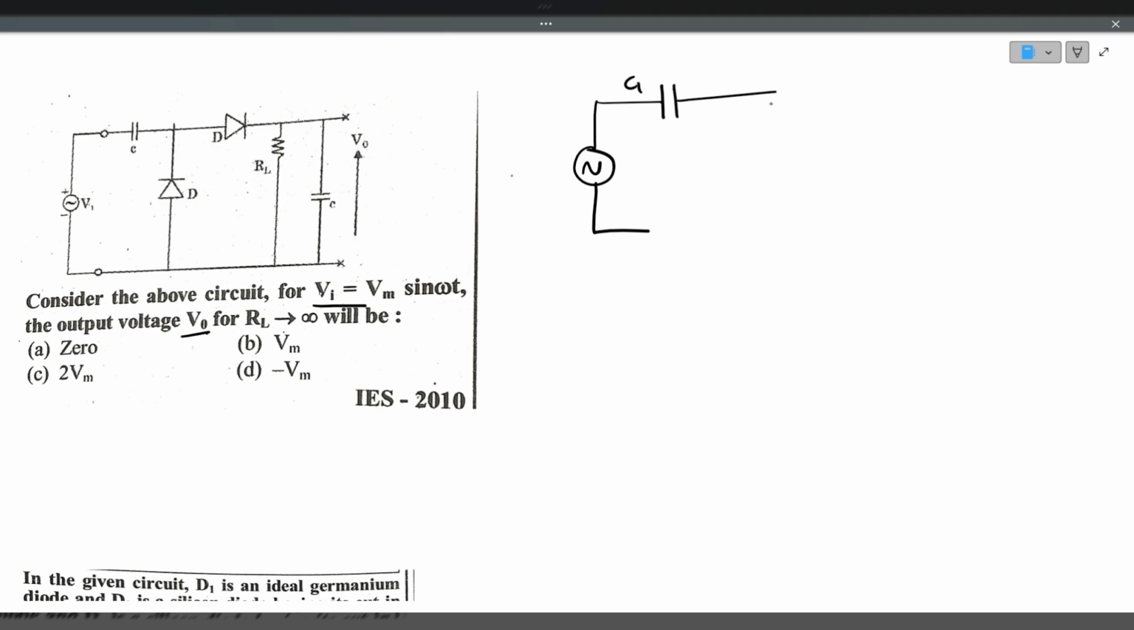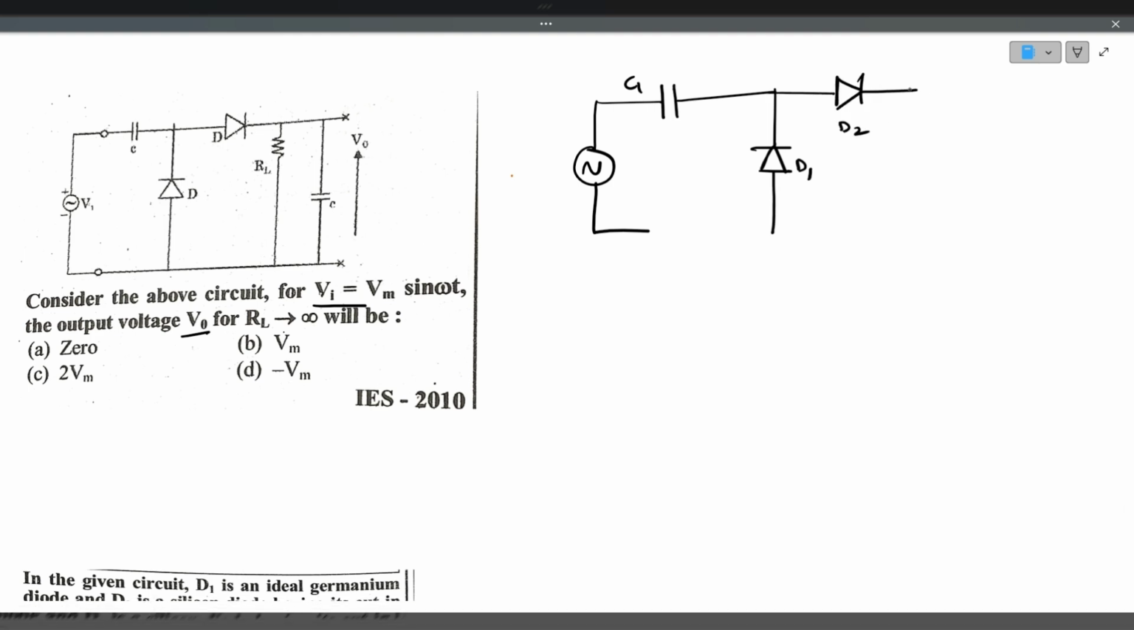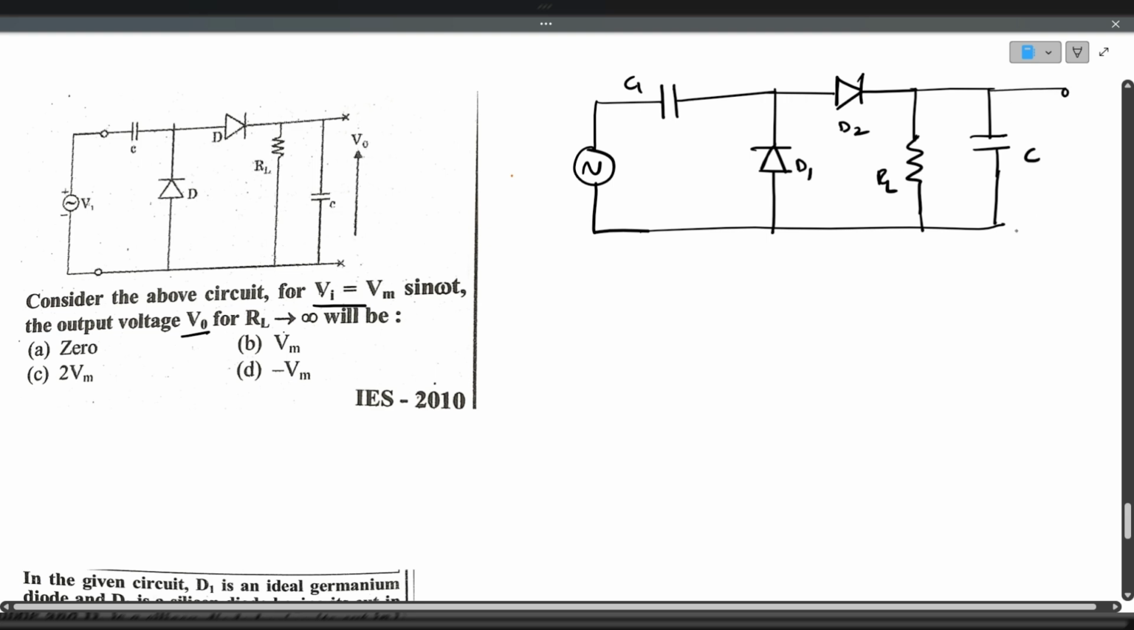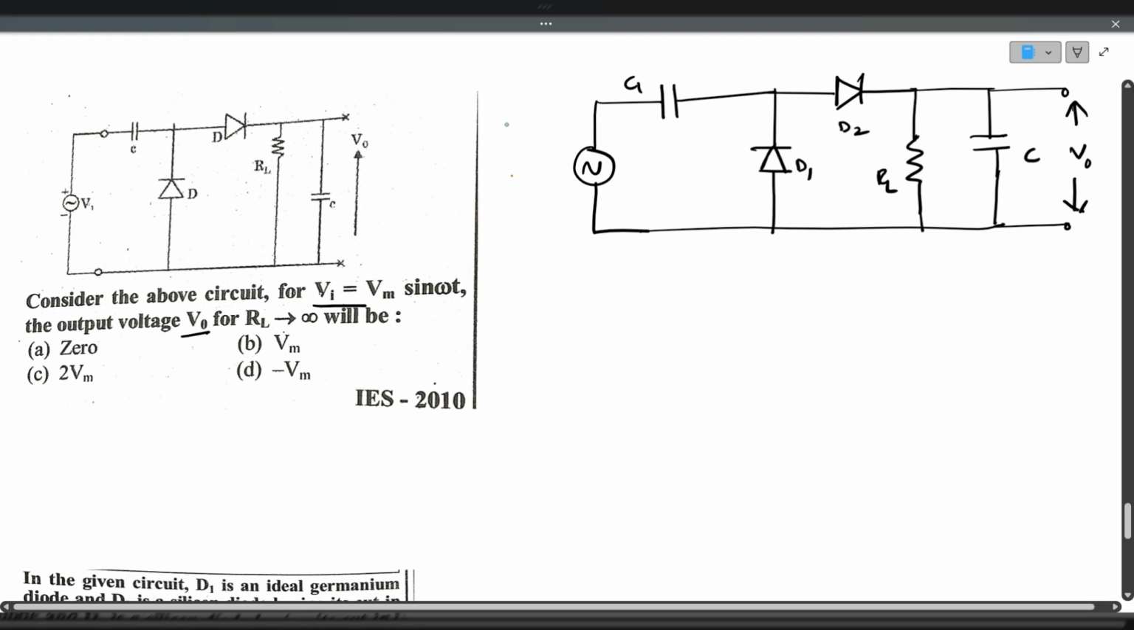This is the capacitor C1. This is the diode D1. And this is the diode D2. This is the load resistance RL. And this is the capacitor C. And from here, we'll collect the output voltage. Okay. Now, first we'll see the negative half cycle here.